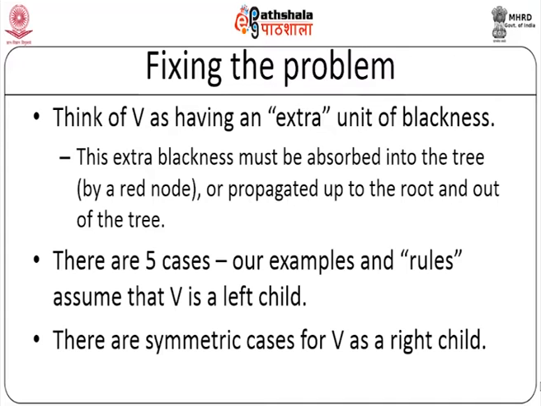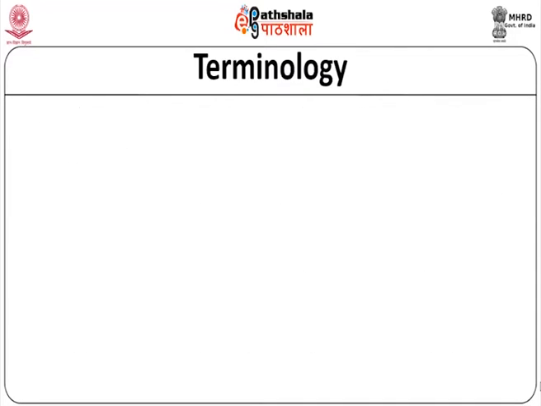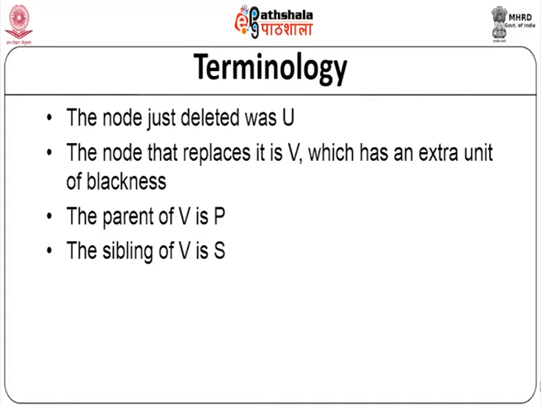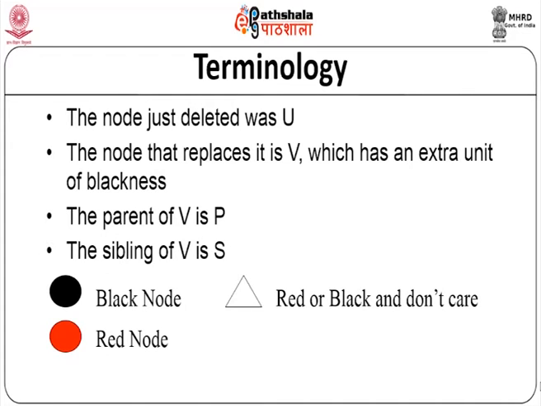There are 5 cases. Our examples and rules assume that U is a left child, with the right case symmetric. So, let us now talk about the node just deleted was V, the node that replaces it is U, which has an extra unit of blackness. The parent of U is P. The sibling of U is S, and this is a black node, this is a red node, and this is red or black, do not care.